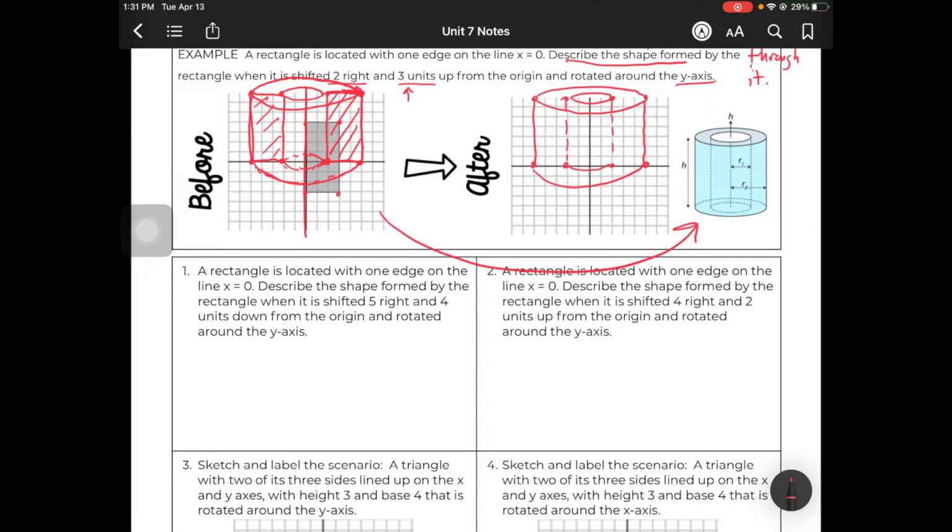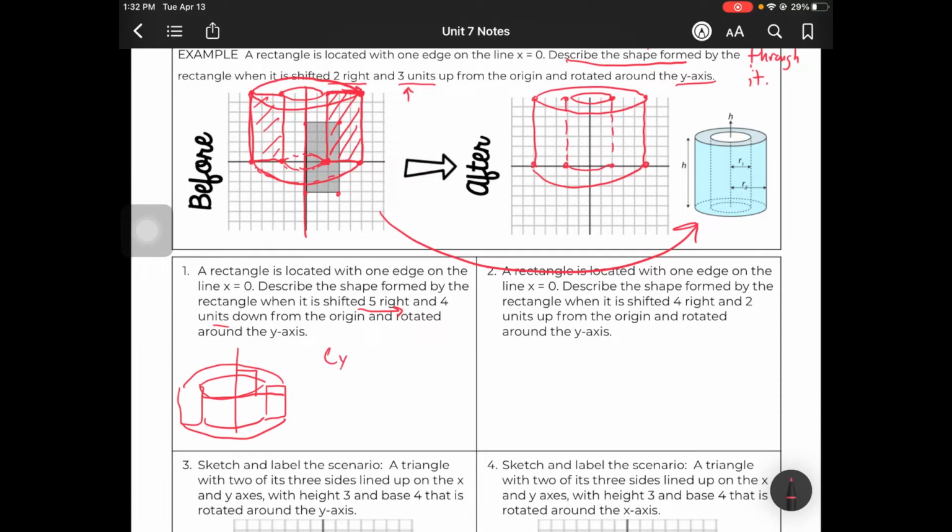So we've got a rectangle located with one edge on the line x equals 0. We're supposed to describe the shape formed by the rectangle when it's shifted right 5 and 4 down. Okay? So we start off with a rectangle like this. We're going to shift it to the right 5 and 4 units down. So it's going to go over and down. So it could move somewhere like that. And it's going to be rotated around like this. And so we don't actually have to do the graphing.